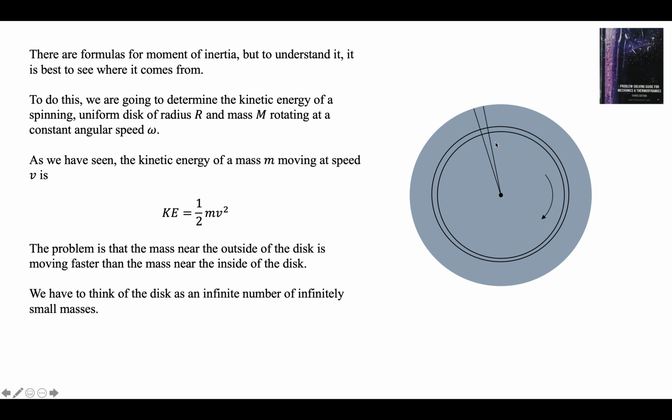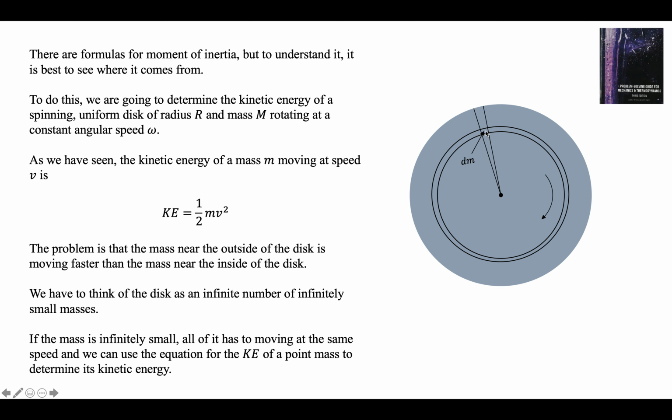Here's a piece right here. We're going to call that dm. How fast is dm going? We need the speed of dm to get the kinetic energy of dm. So what we're doing is we're making this mass so small that all of it's moving at the same speed. You say, well, the outside's moving a little bit faster than the inside. I say, no, it's dm. It's infinitesimal. It doesn't have an inside or an outside. dm is not a mass, it's an idea. Infinitesimal.